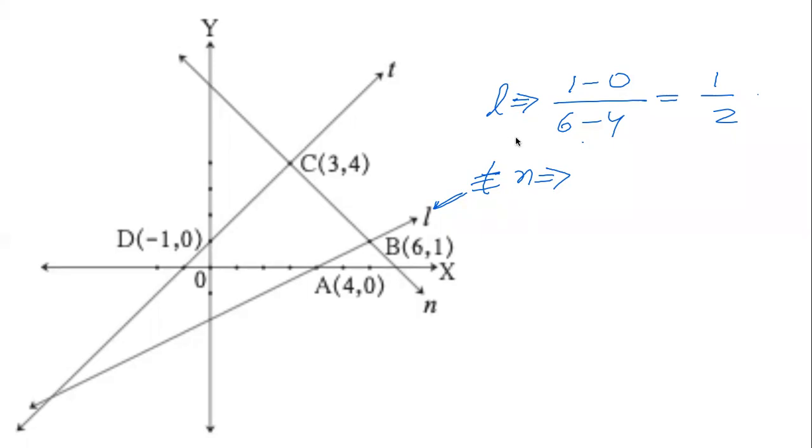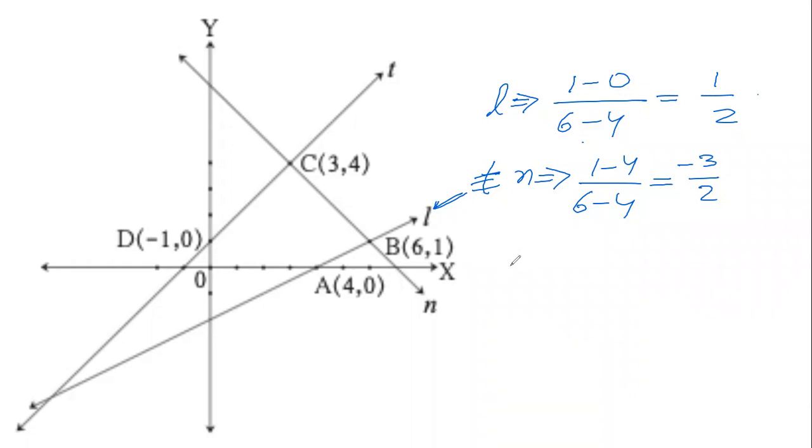1 minus 4. Correct. 6 minus 3 is correct. Thank you, Akhilesh. Now 1 minus 4, Chanda, don't confuse between x's and y's. So 1 minus 4 is minus 3, and 6 minus 4 is 2. So the slope of line N is minus 3 by 2.